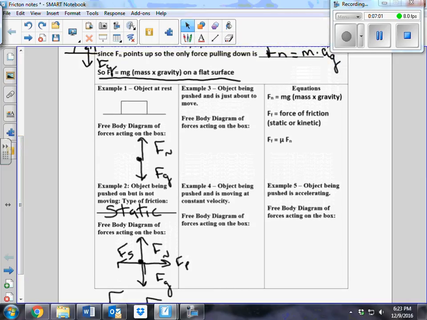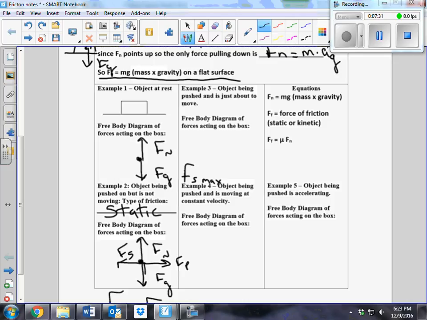Now we go to example 3. I know I'm speaking fast, so if you need to stop and pause at any point in this video, that's why I give you a video, so you can stop and pause and review stuff. Example 3, object being pushed and is just about to move. So this is called the static friction max, F_s max, because you're about to get it moving.